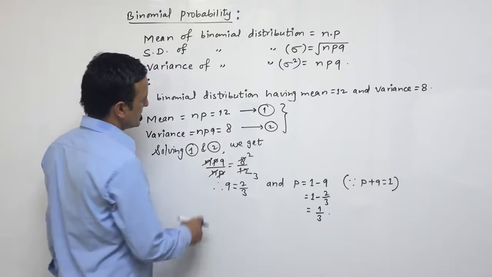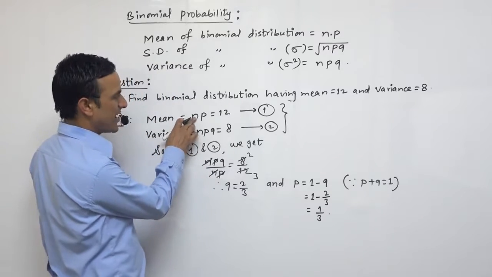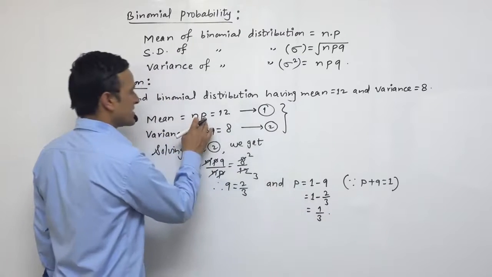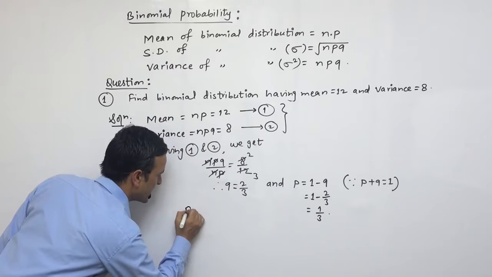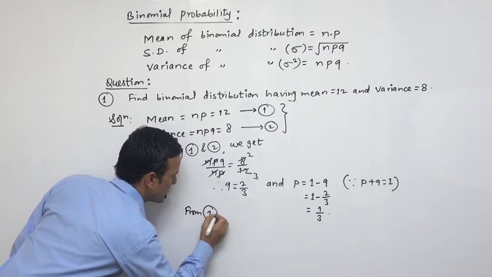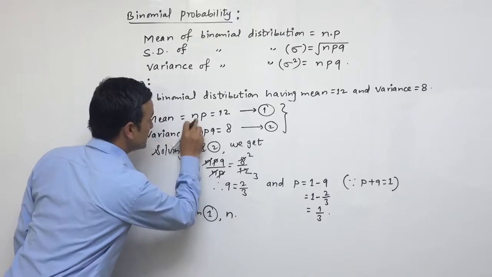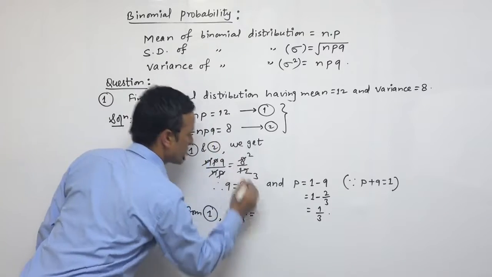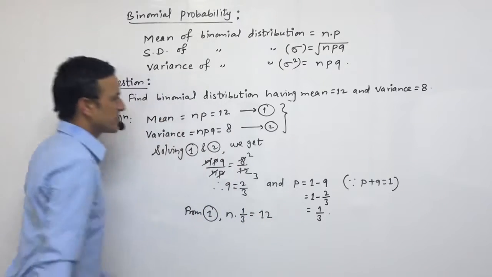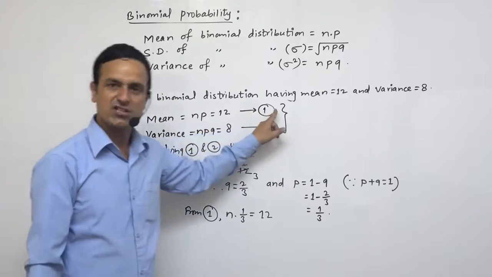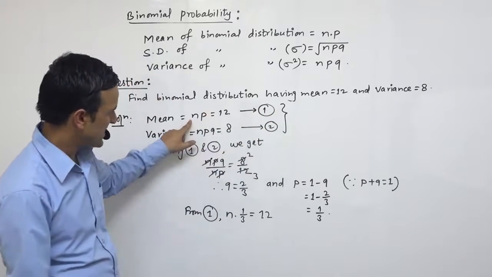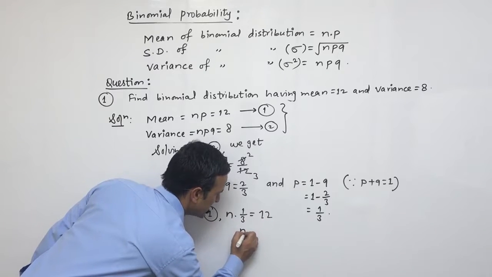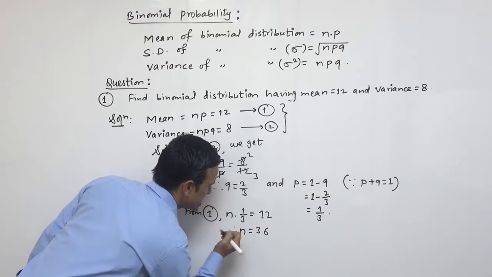So now find the value of n. Now that we have the value of p, we can substitute it over here. So from equation 1, n times p, and p is 1 upon 3, is equal to 12. When we substitute the value of p in this equation, we get n is equal to this. After cross multiplying, n is equal to 36.